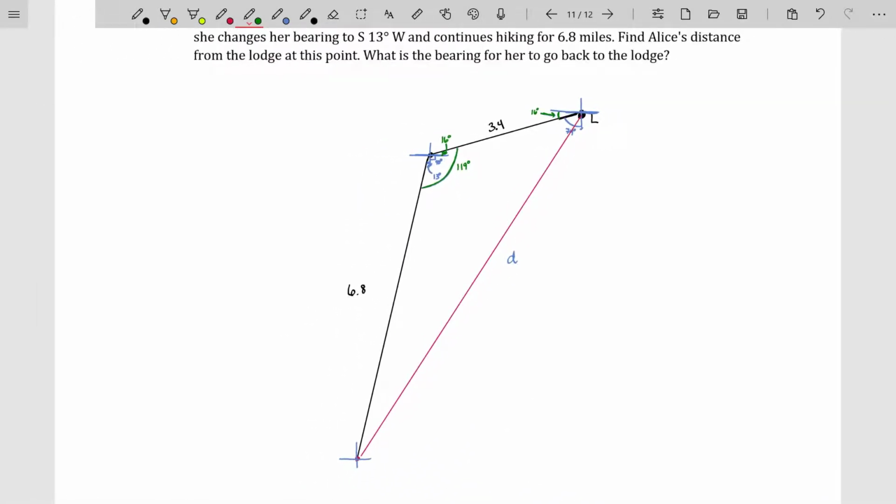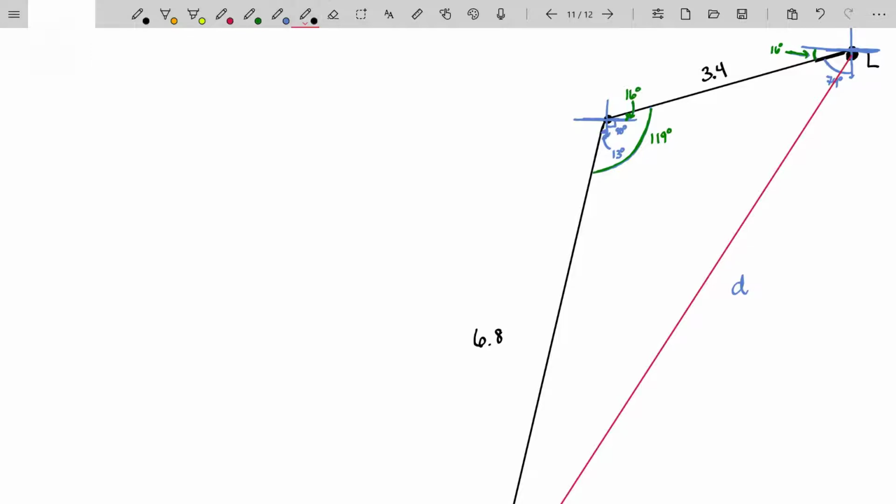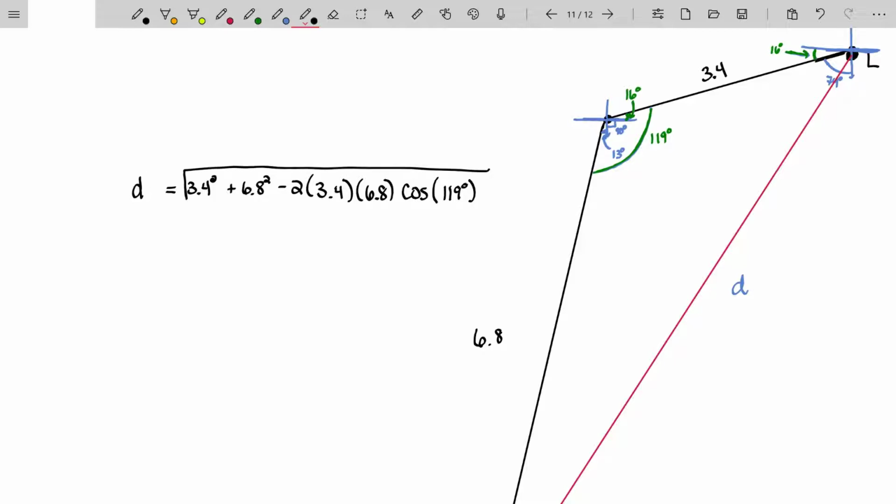So let's go ahead and find that distance using the modified Pythagorean theorem, which is basically the law of cosines. We'll say that d squared is equal to the sum of the squares of the other two sides, 3.4 squared plus 6.8 squared, minus twice 3.4 times 6.8 times the cosine of the angle opposite d, which is 119 degrees. Now all I need to do is take the square root of both sides and grab a calculator.